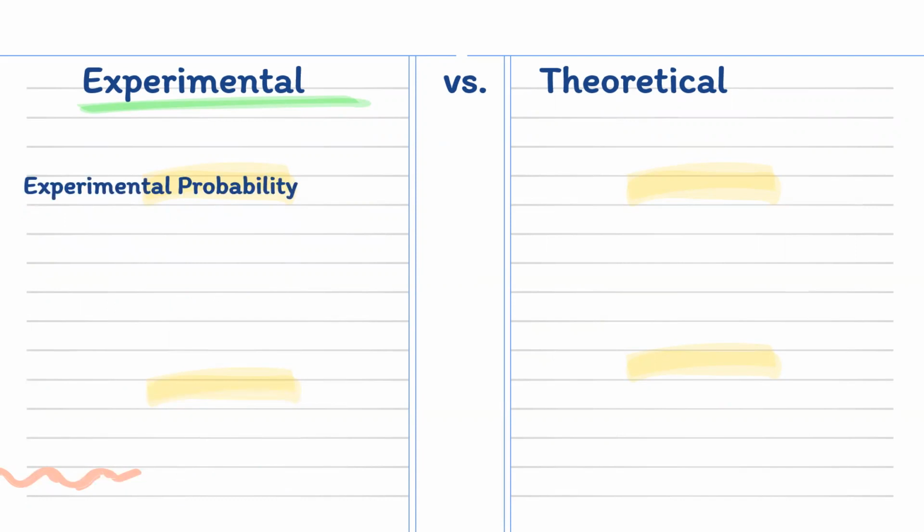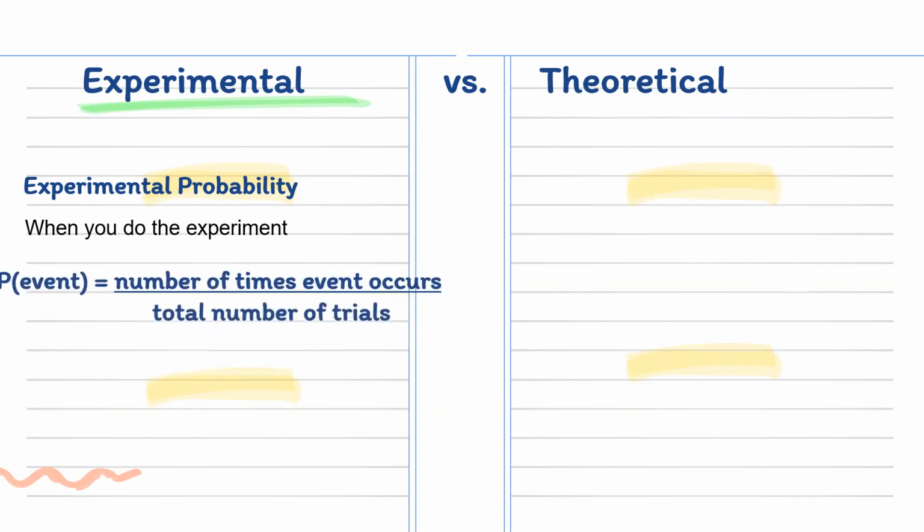Experimental probability. We can say that it is an experimental probability when you do the experiment yourself. Then we also have a formula in finding the probability of an event. This is the formula: the number of times the event occurs divided by the total number of trials. This is how you get the probability in experimental probability.